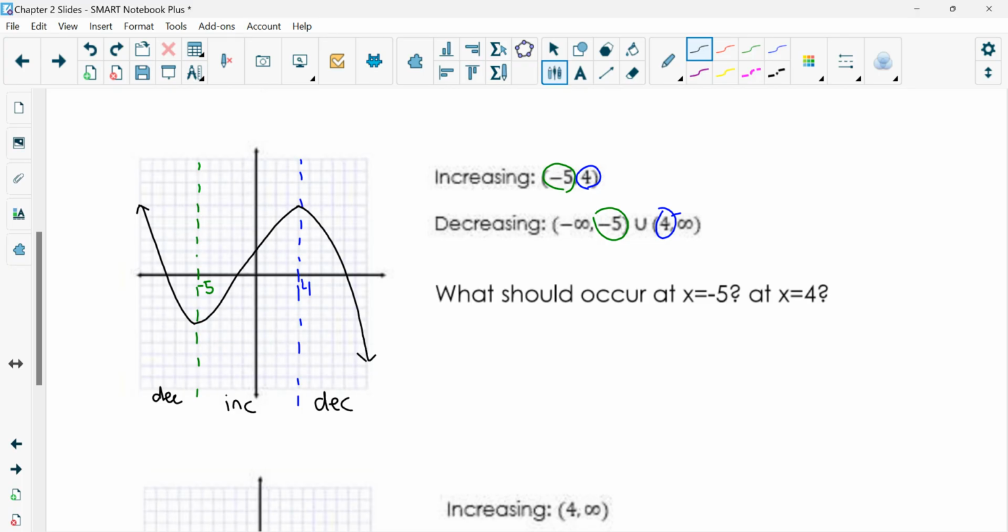And then it says what should occur at -5. So at -5, what are we creating here? A relative min, or just in general, a min. And at 4, we created a max.